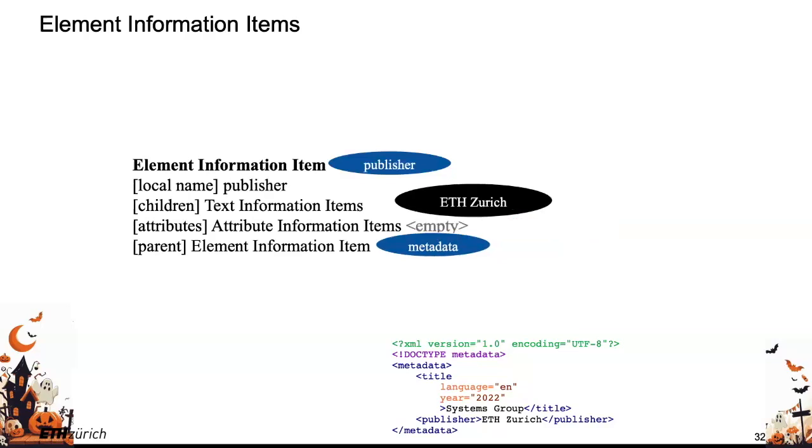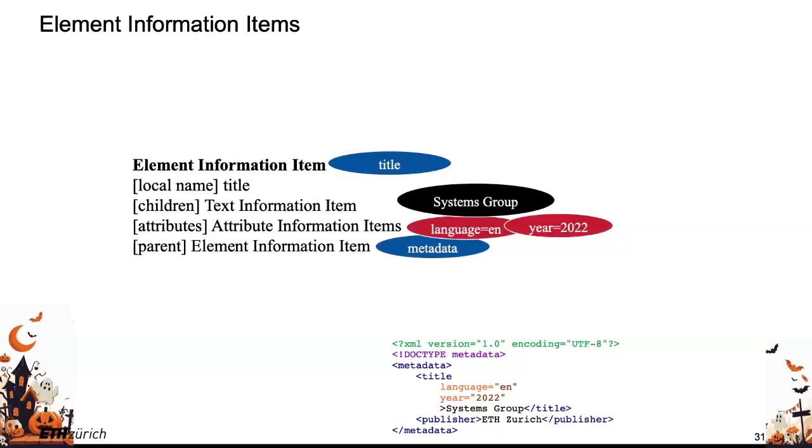Then we have publisher, the local name is publisher, the children, that's just ETH Zurich. You can just see it in the syntax. Attributes, I don't see anything. And the parent is metadata, right? So they have the same parents, right?